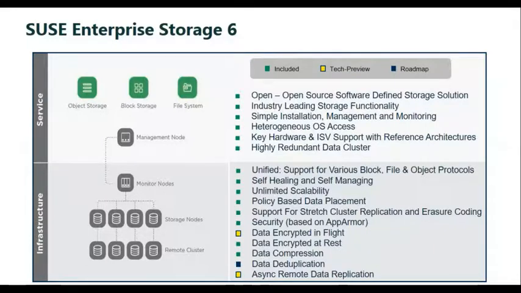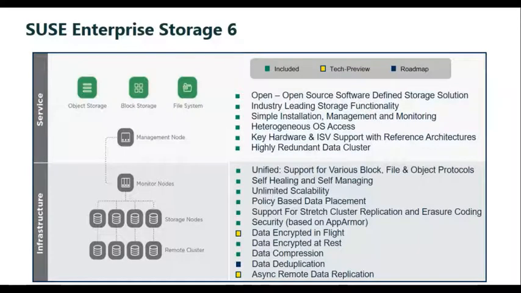If you look at certain features which are mentioned below the list, there is a certain amount of color coding. So all the features which are in green are already GA and included in the current version of SES 6, SUSE Enterprise Storage 6. Features which are mentioned in yellow are available and included in SUSE Enterprise Storage 6 as a tech preview or as a beta. So when I say beta, they are available with limited support. And in the next version, which is SUSE Enterprise Storage 7, they would become GA features.